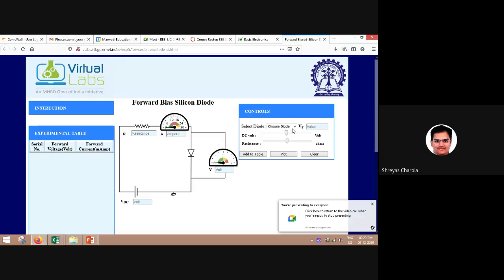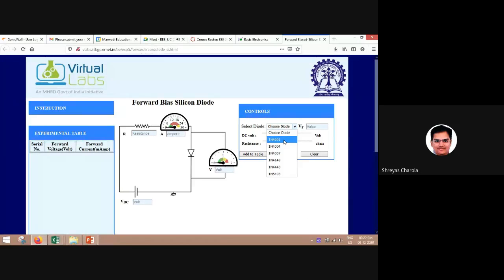Here, choose the diode. 1N4001 is nothing but a different type of diode. In the market, devices are known by their names. Different manufacturing companies have different names. Here, the N stands for National Semiconductor, which makes this device. So for the 4001, this VF is nothing but the cutoff voltage.